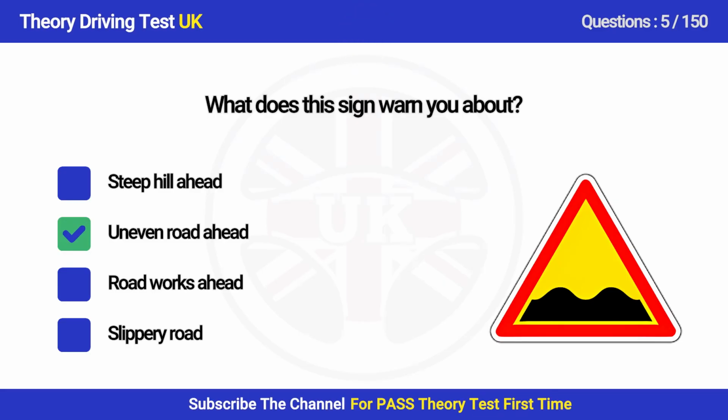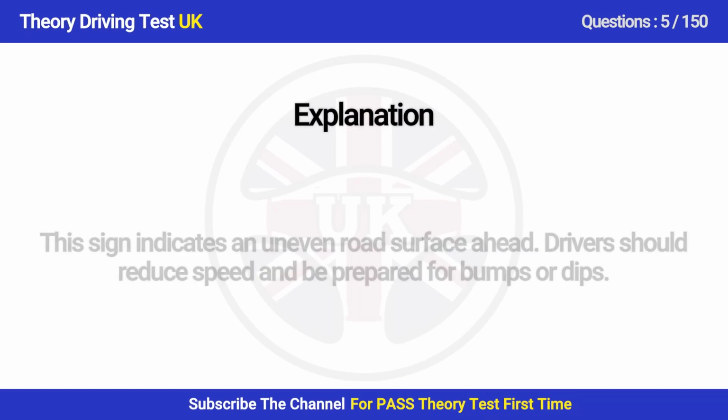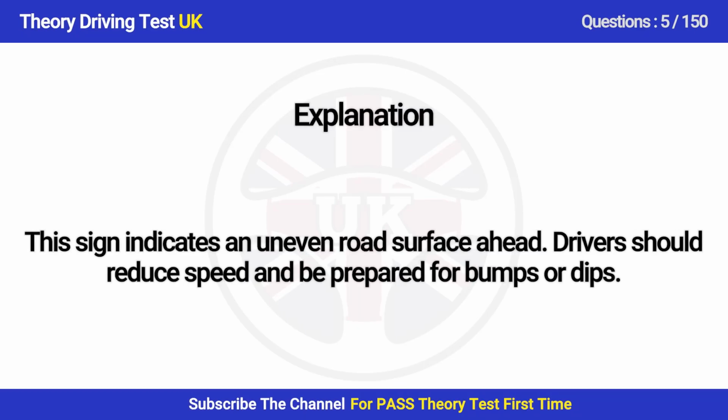Answer is B. Uneven road ahead. This sign indicates an uneven road surface ahead. Drivers should reduce speed and be prepared for bumps or dips.